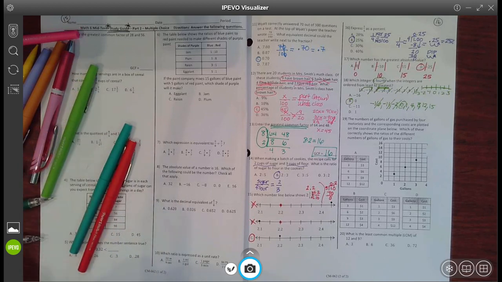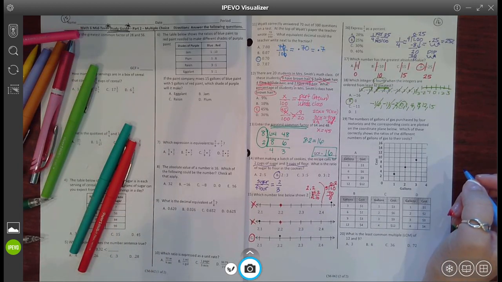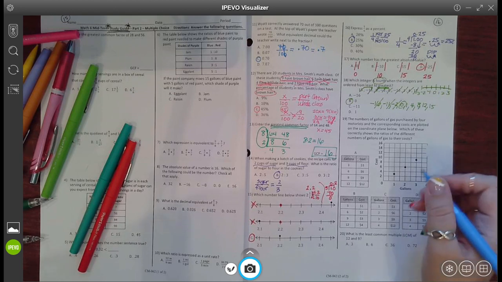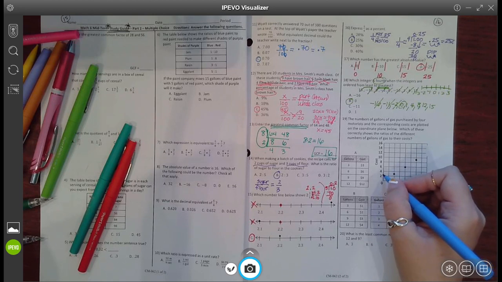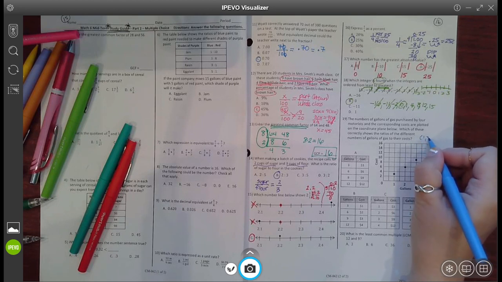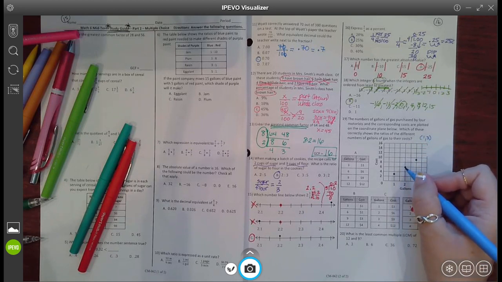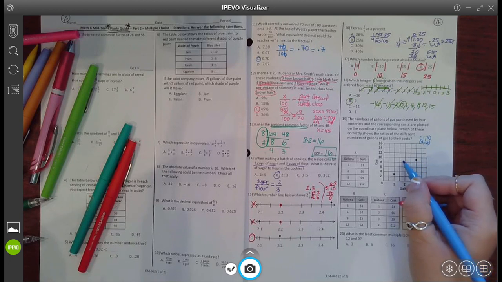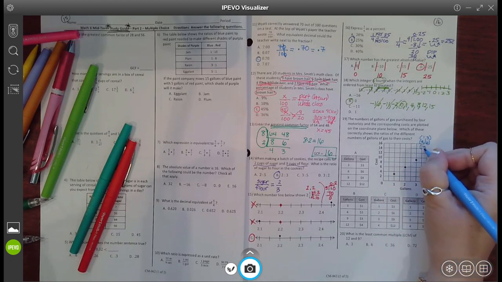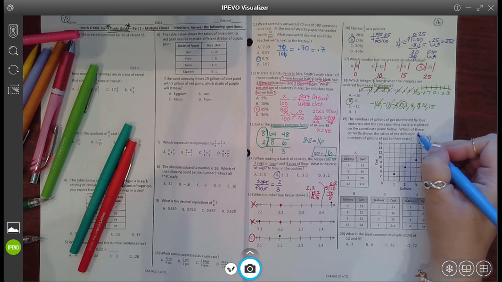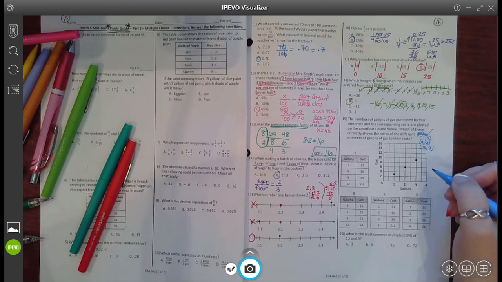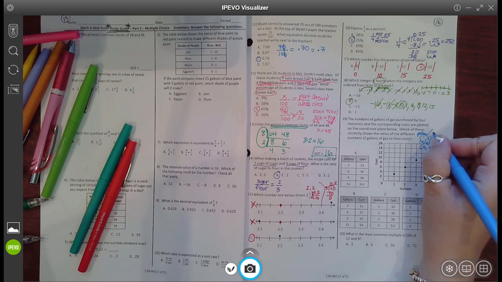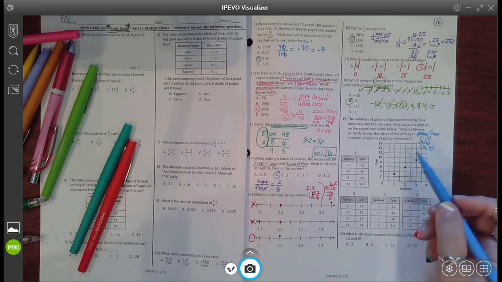Okay, for my next one, the number of gallons of gas purchased by 4 motorists and the corresponding costs are plotted on the coordinate plane below. Which of these correctly shows the ratios of the different number of gallons of gas to their costs? Okay, well, this number is 1, what's between 2 and 4? 3. So 1, 3. This one is 2, 6. And this one is 3, between 8 and 10 is 9. So 3, 9. Okay, and when I did this, gallons was representing these first numbers, and those second set of numbers was the cost. Okay, so 1 gallon costs $3.